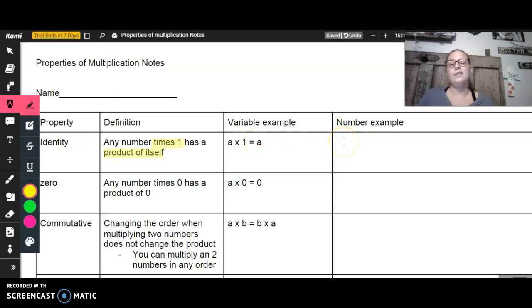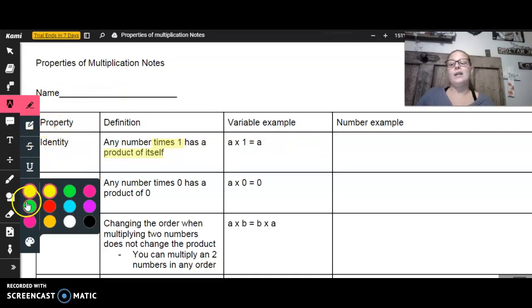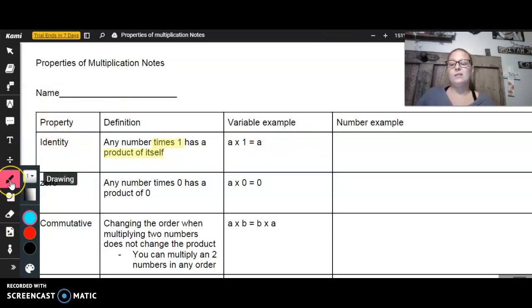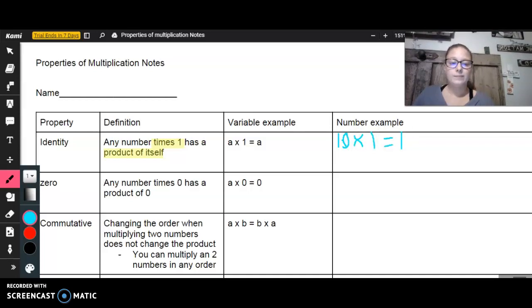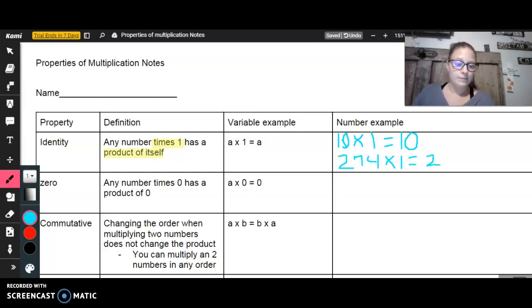So we're going to do a number example over here. We are going to try 10 times 1. So we're going to write 10 times 1 equals 10. Since this is a quick one, we can do one more problem. So we can do 274 times 1 equals 274.